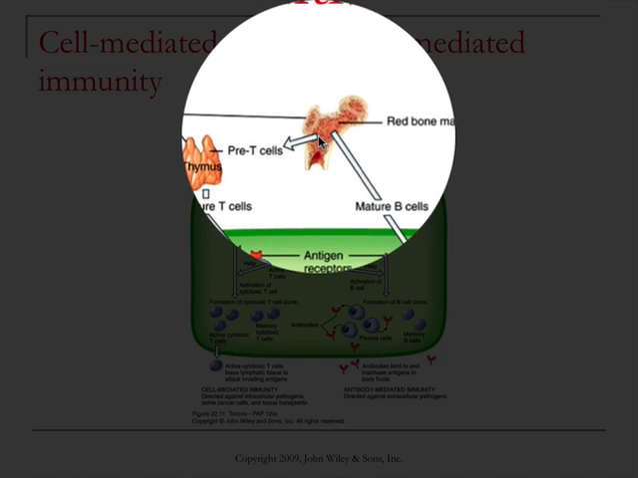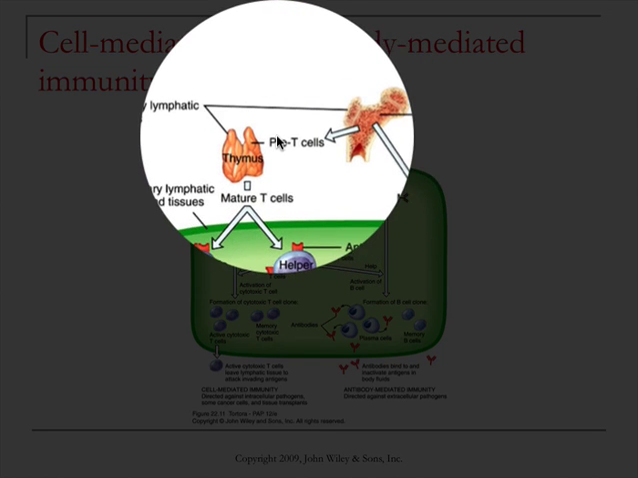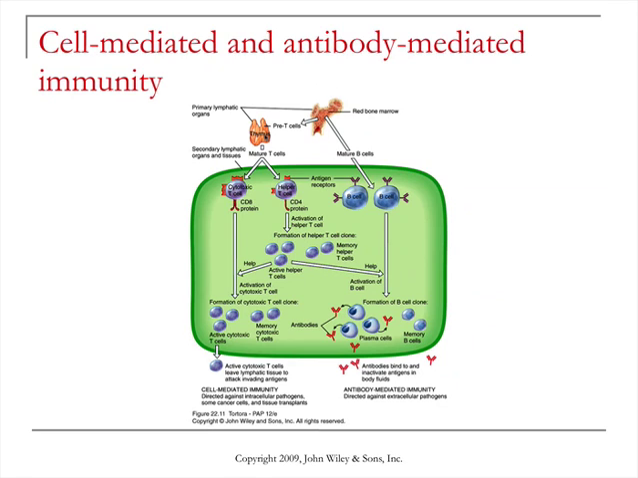On the other hand, pre-T cells come out of the red bone marrow, travel through the bloodstream, and then go into the thymus gland, which is found right in front of your heart. While in the thymus gland, they become immunocompetent, that is, they become mature T cells.